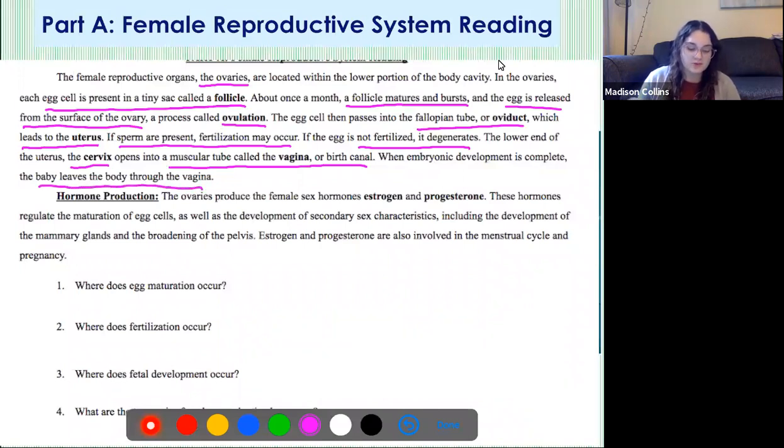Okay, now about hormone production. The ovaries produce the female sex hormones estrogen and progesterone. These hormones regulate the maturation of egg cells, as well as the development of secondary sex characteristics, including the development of the mammary glands and the broadening of the pelvis. Estrogen and progesterone are also involved in the menstrual cycle and pregnancy.